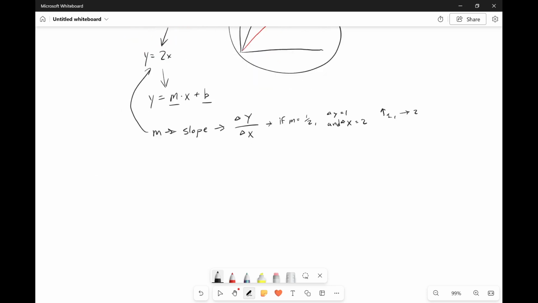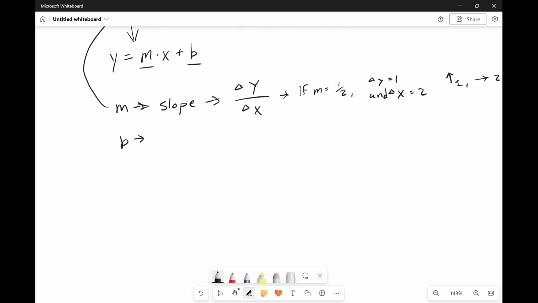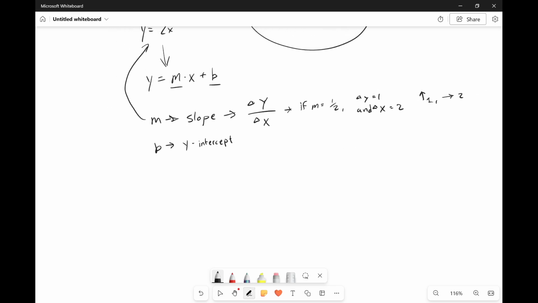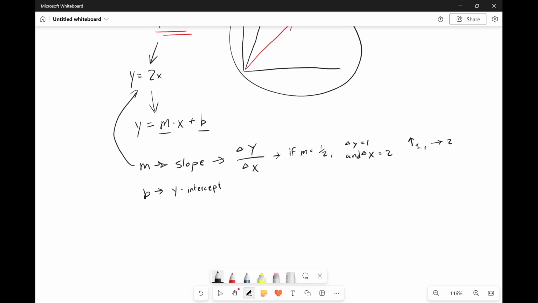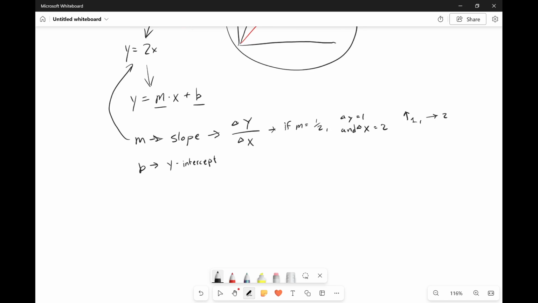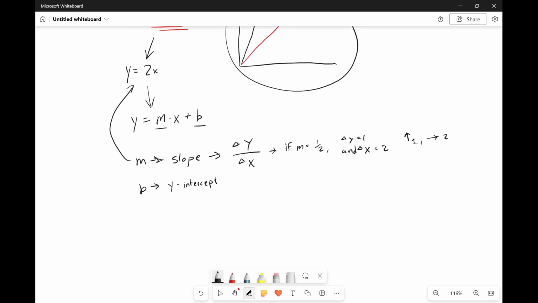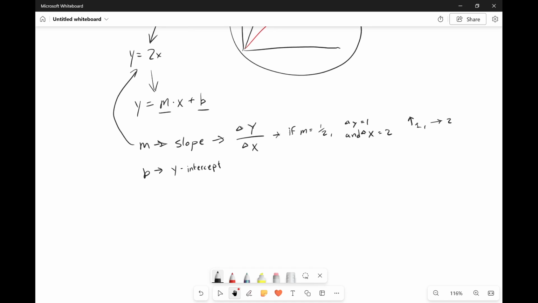And then next up, we have b. So b represents something called our y-intercept. So what this means is, what is the value of the function when x is equal to 0? Because at x equals 0, we cross the y-axis, hence the name y-intercept. It also shifts the function vertically.